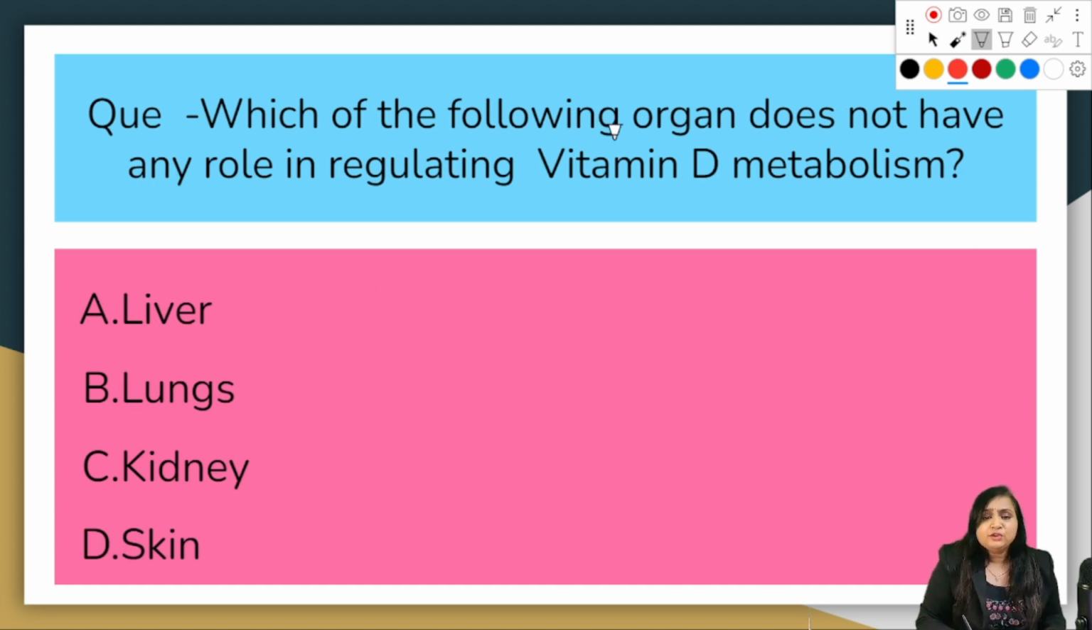The next question is, which of the following organs does not have any role in regulating vitamin D metabolism? This is a very basic question, but it was asked at one time, so I have put it here. Liver, lungs, kidney, or skin. Just now we have discussed it, the correct answer is option B, lungs. Lungs do not play any kind of role in vitamin D metabolism.